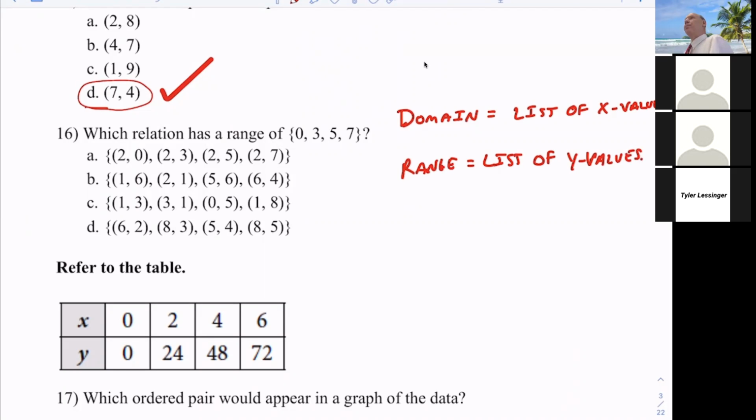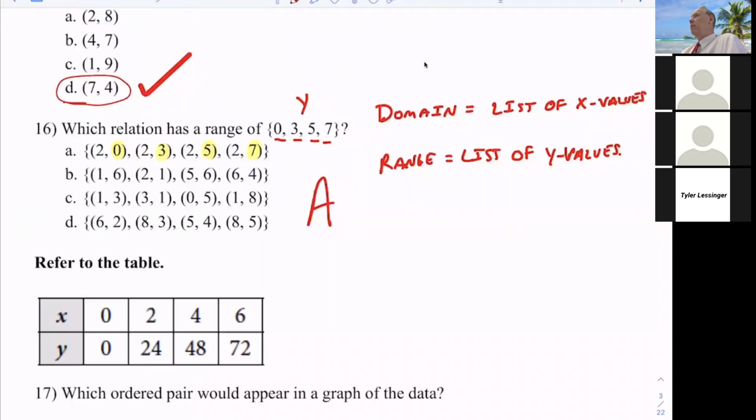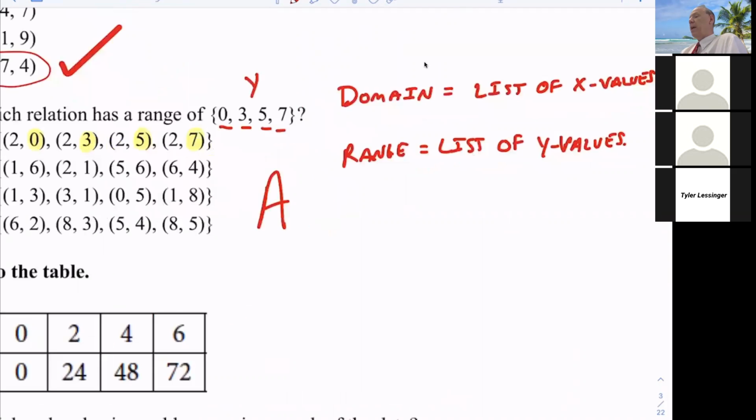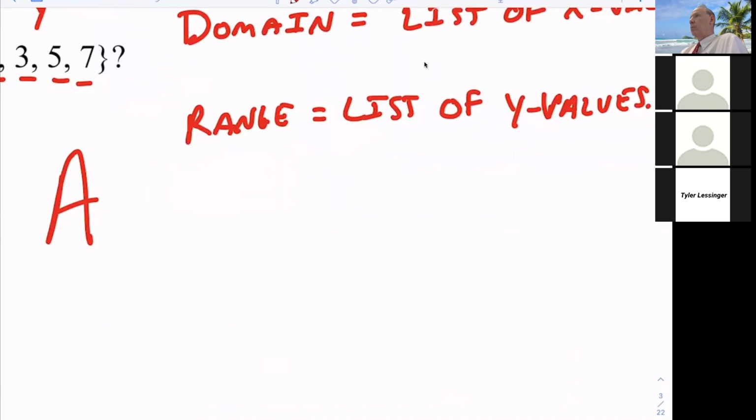You agree with this? So 0, 3, 5, and 7 are the Y values. Notice here, 0, 3, 5, and 7. That's why the correct answer was what? A. We'll say that again. Range. Range is the list of Y values. You good now?